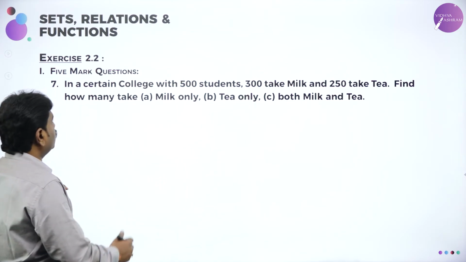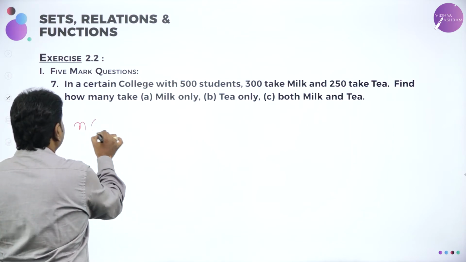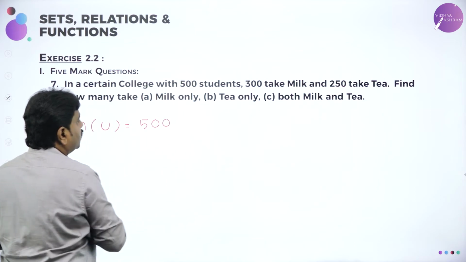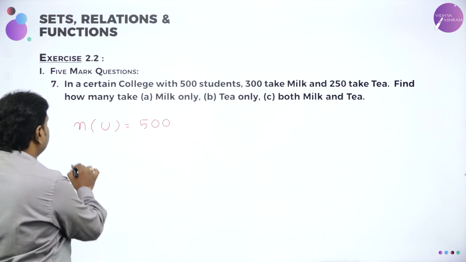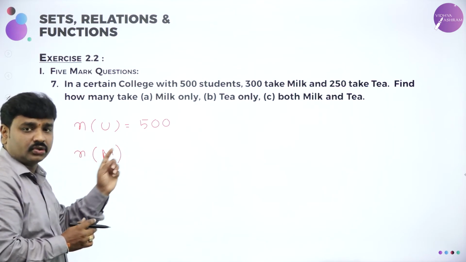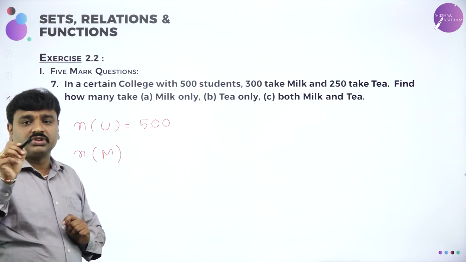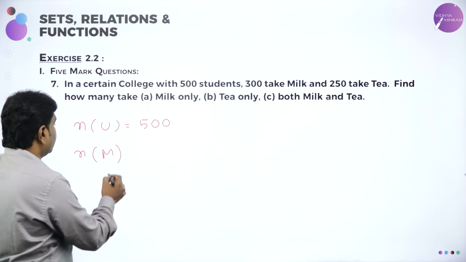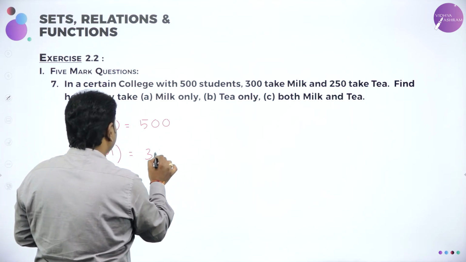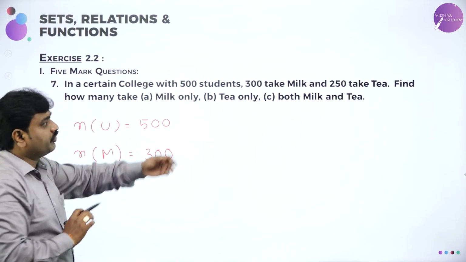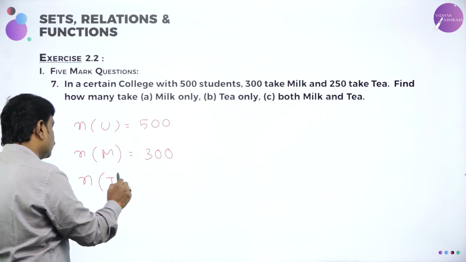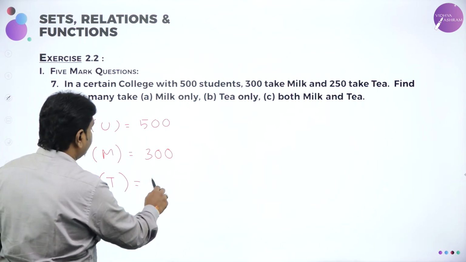See, please observe, the total number of students, we call it the universal set. N of U is given as 500. Number of students taking milk, let M be the set of students who take milk. You should write that without fail. N of M, milk consuming students, how many are there? 300. And 250 take tea. Let T be the set of students who take tea, that is 250.